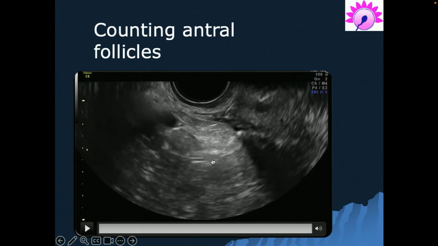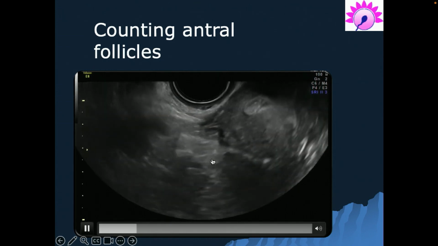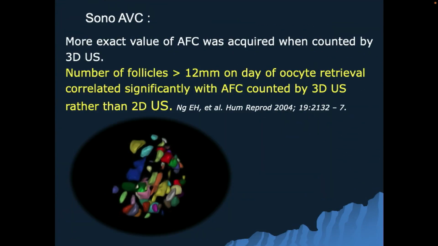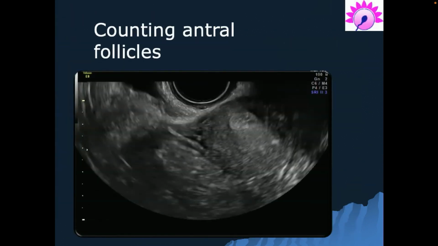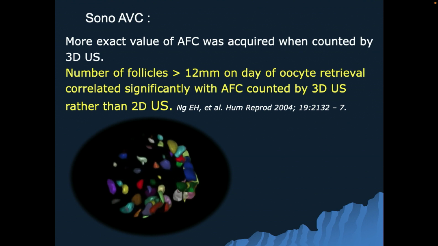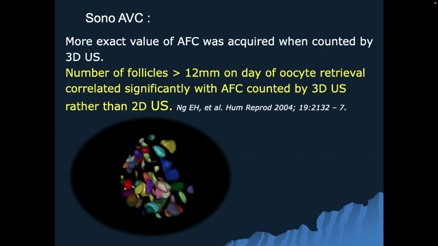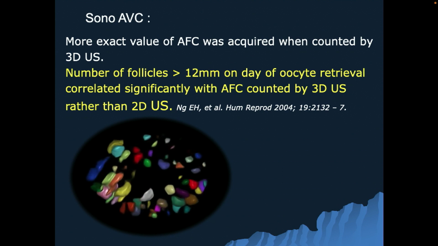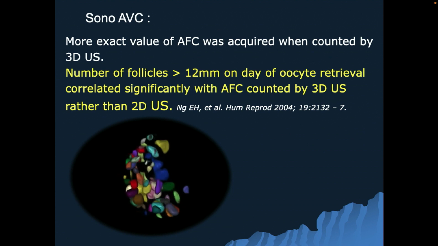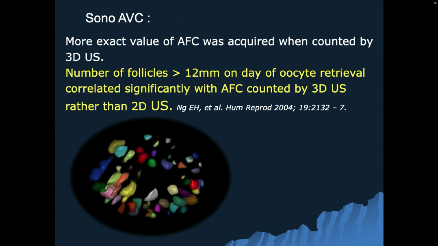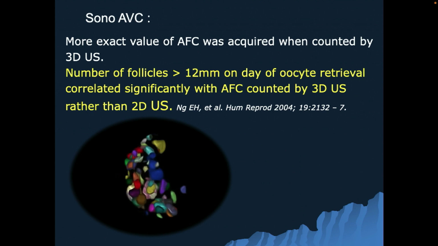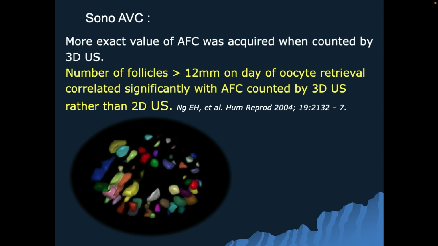Now, as long as the number of follicles is up to 12 to 15, whether you are using this method, which is scrolling across, or you are using a 3D method, both are equally reliable. But if the number of follicles is more than 15, that's when the chances of human error increase, and it is in those cases that we would suggest you do a sono-AVC. But sono-AVC is required only if you want to do an IVF.